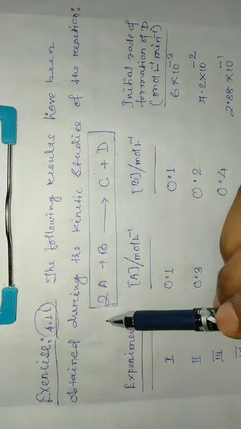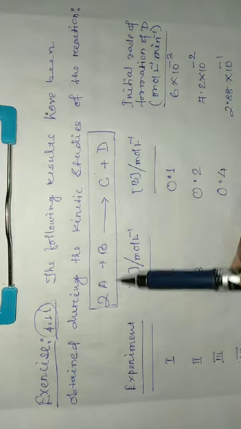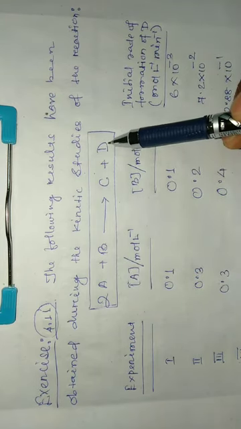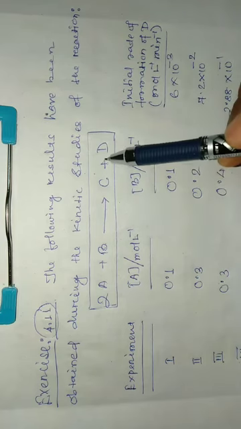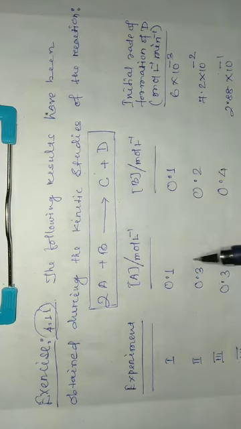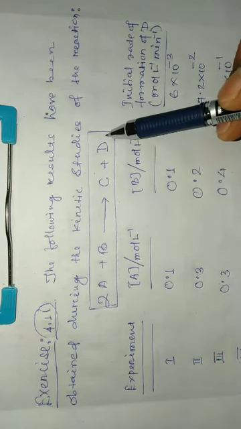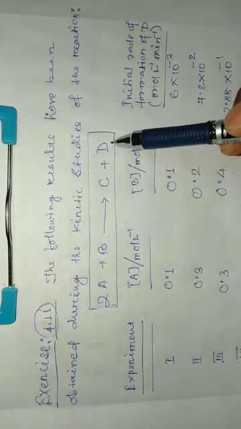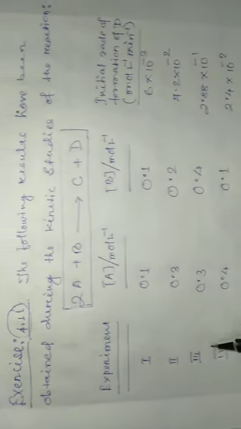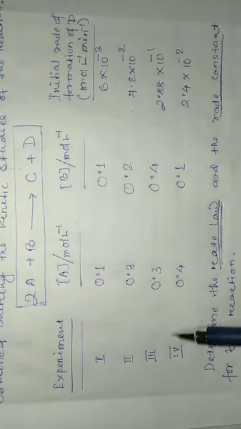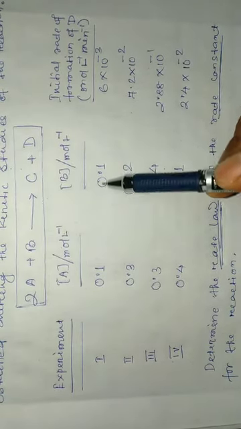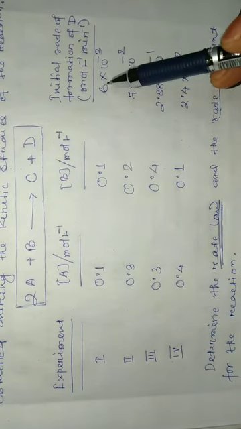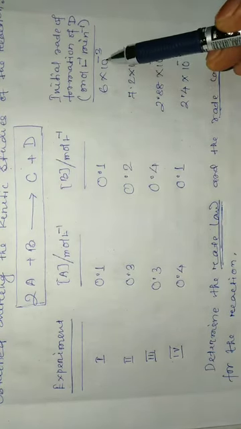So this is the general reaction for this question. A and B are the reactants and C and D are the products. For this general reaction, we have to find out the rate law and order. To determine the order and rate law for this reaction, 4 different experiments are given in this question. In these 4 different experiments, different concentrations of A and B are given and the rate of the reaction is also given.